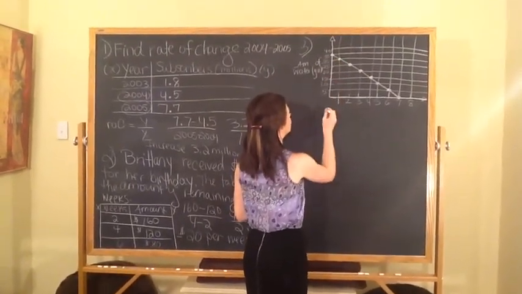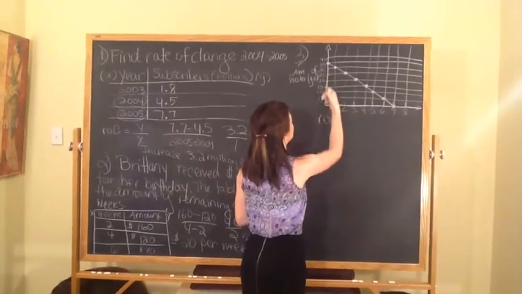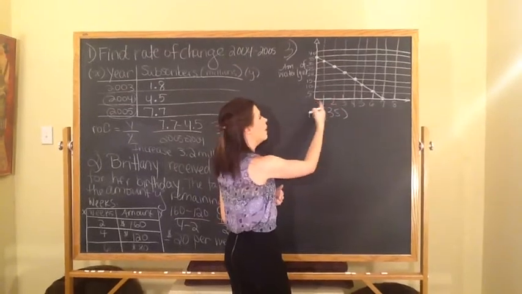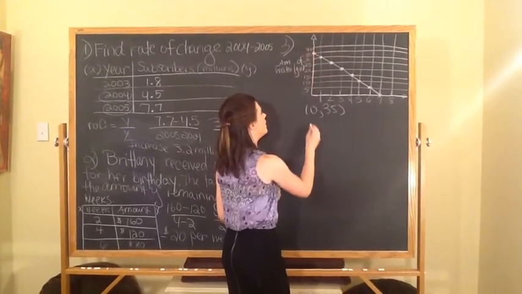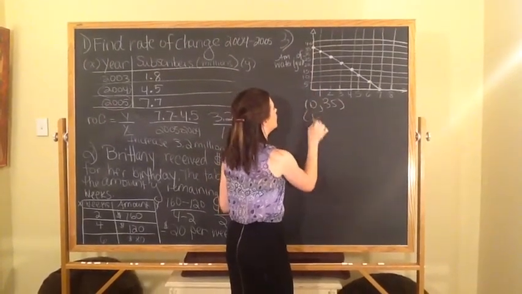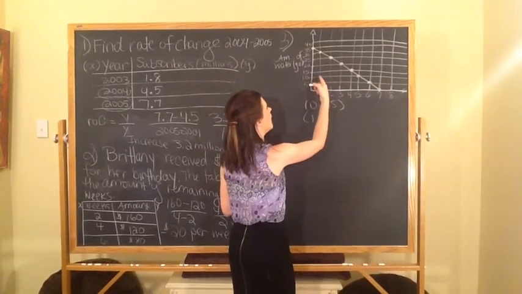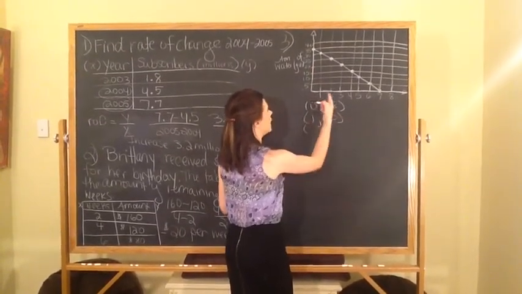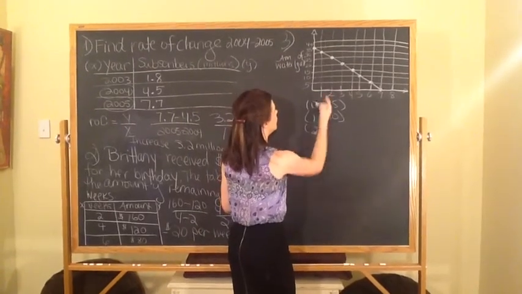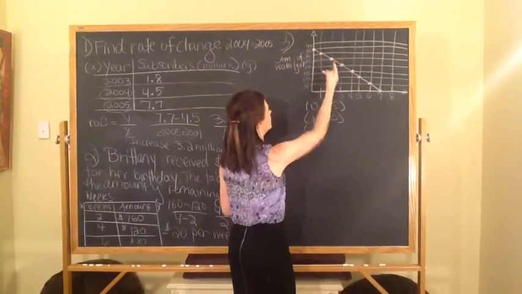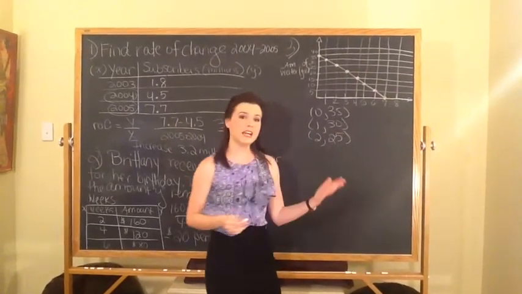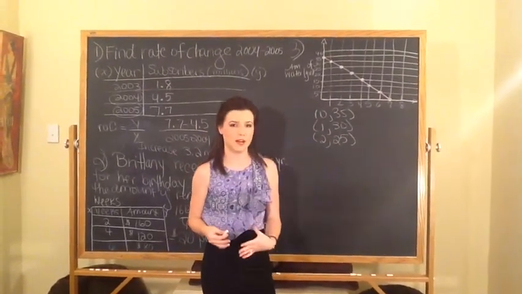Our first point is at 0, 35. So I went 0 on the x-axis and I go up 35. Then I go over 1 and I go up 5, 10, 15, 20, 25, 30. And I go over 2 and I go up 5, 10, 15, 20, 25. So basically, this is actually enough because you can kind of see the pattern of what's going on.